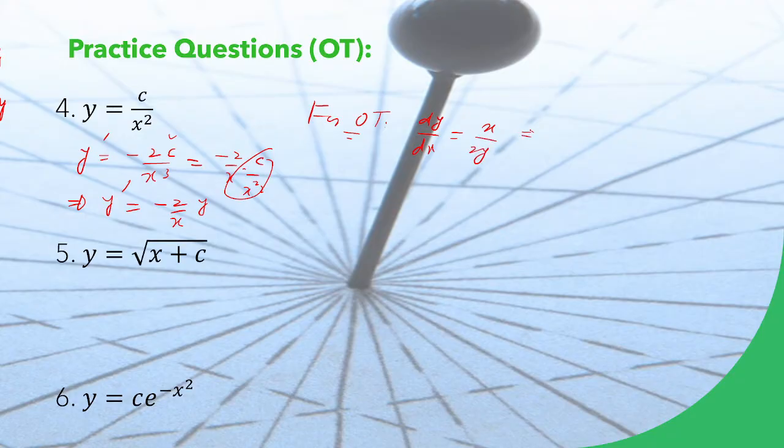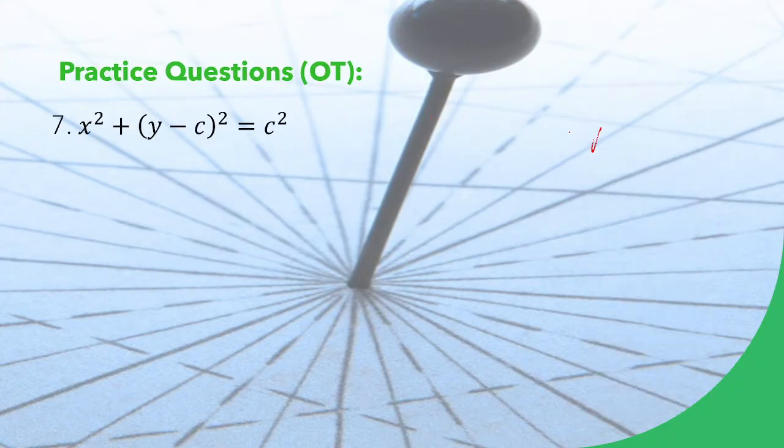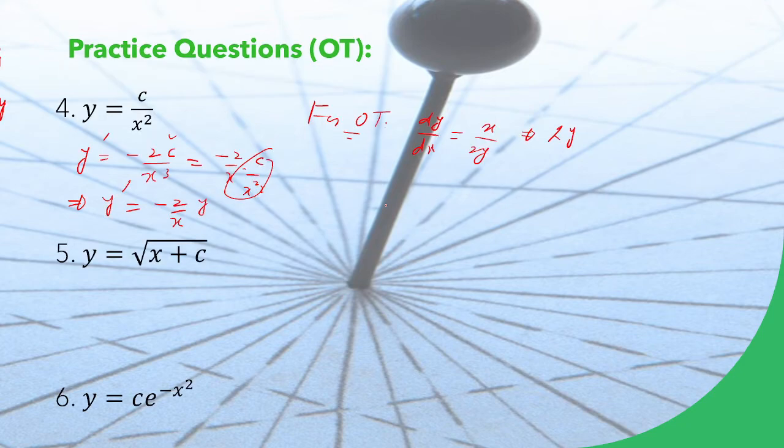And then by separation of variables, we can have 2y dy, that is equal to x dx. And when we integrate this, that would give us y square is equal to x square by 2 plus some arbitrary constant c1, which are again hyperbolas, right?